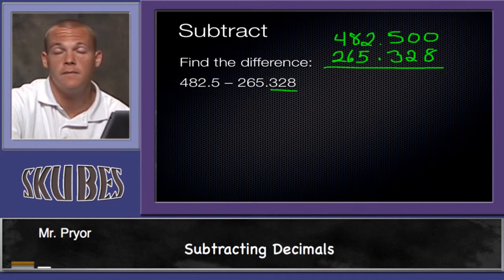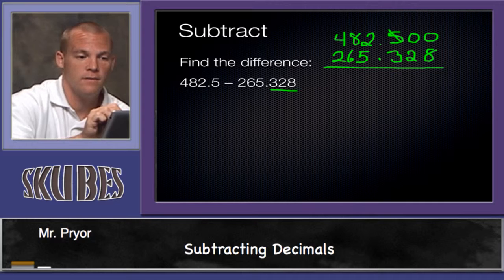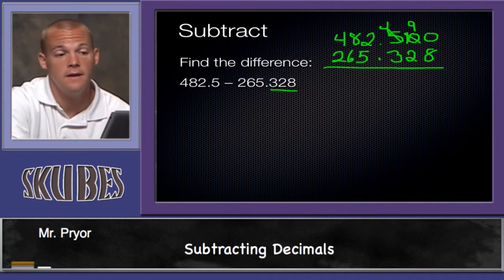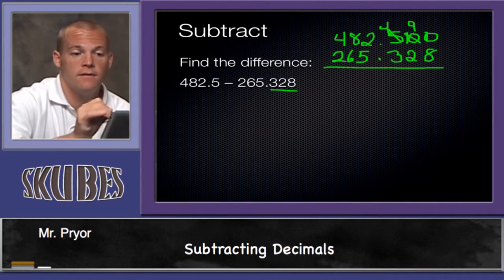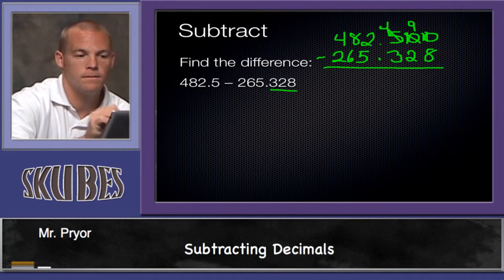You can see you're going to have to do quite a bit of borrowing here, which is fine. We're going to start by borrowing from the 5, which makes that a 4. That would make this next number a 10, but we need to borrow again. So it actually would become a 9. And then finally we have what would be a 10 now. So 10 minus 8 is going to give us 2.